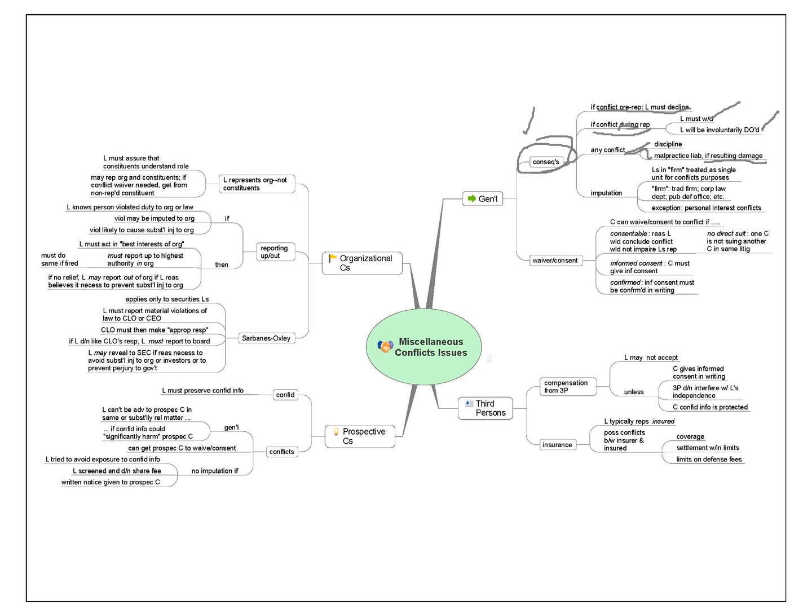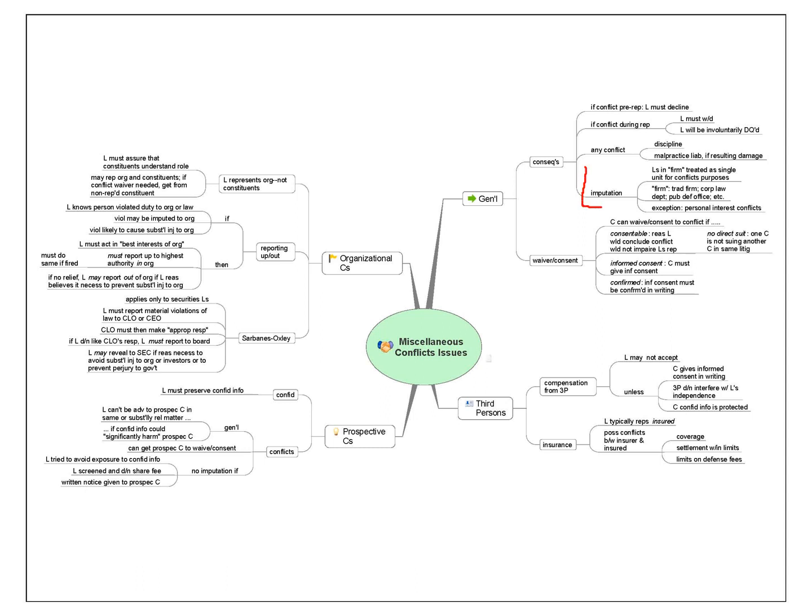Again, if there's resulting damage, there's no per se malpractice just because you undertook a conflicting interest representation. If that conflict manifests itself in the lawyer doing substandard work, and that substandard work causes damages to the client, well, then that conflict can lead to malpractice liability.